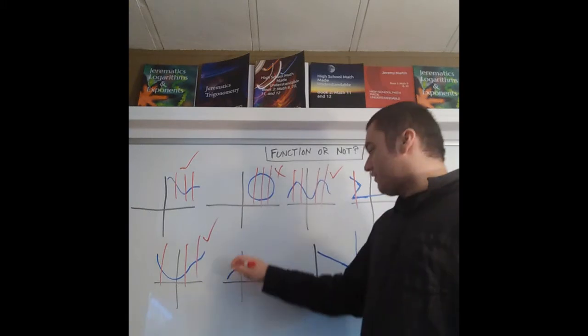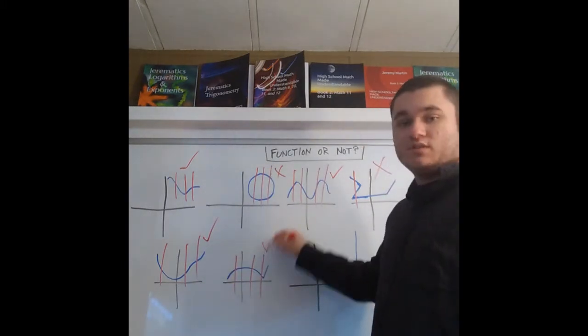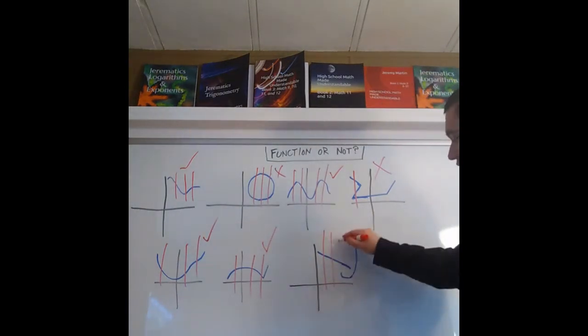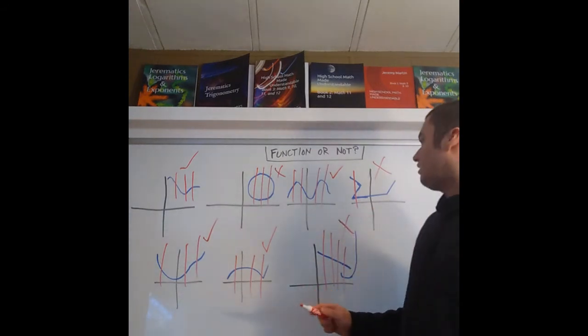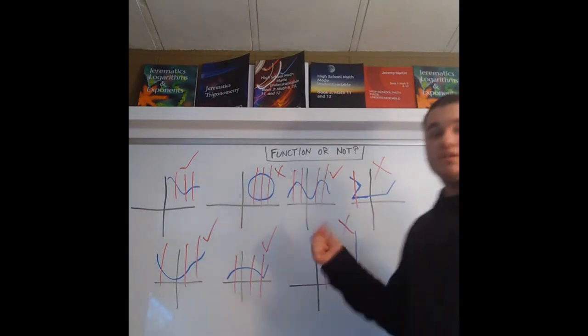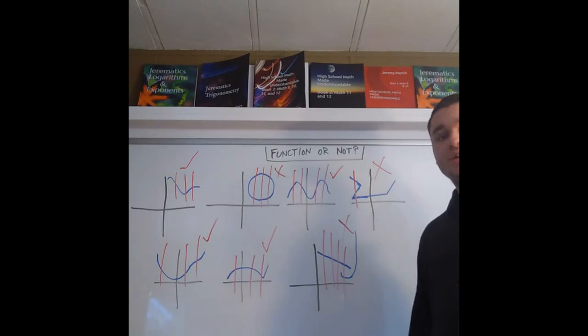This one right here. We draw a vertical line through it. It only crosses once each time. So this is a function. And now what about this one? Okay, only crosses once. Only crosses once. Only crosses once. Oh! Crosses twice. That's not a function. So as you can see, only 4 out of 7 of these graphs were functions. And that's how you determine whether or not the graph is a function.